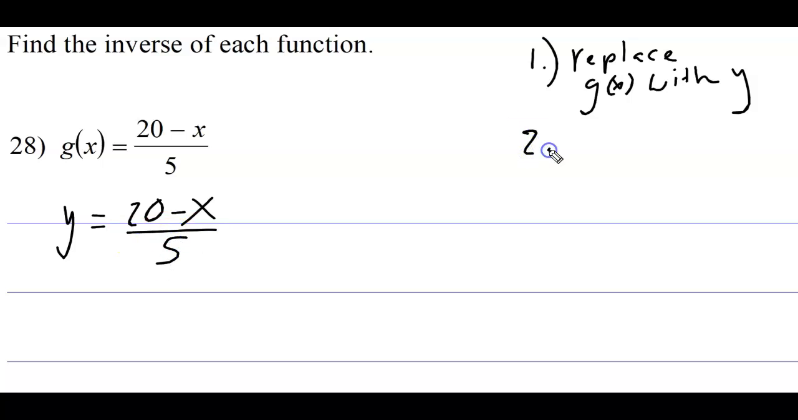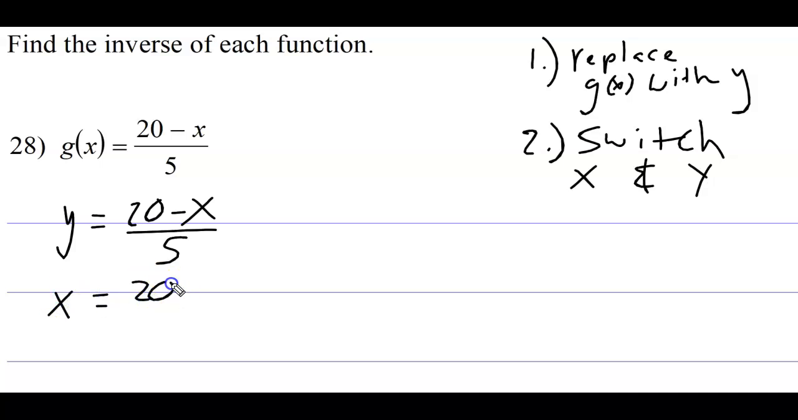The second step is to switch x and y, or whatever two variables you're working with. So in this case, I'm going to put the x here, and I'm going to put the y here, so I switch them. That's what makes it an inverse. An inverse is where the output becomes the input, and the input becomes the output.